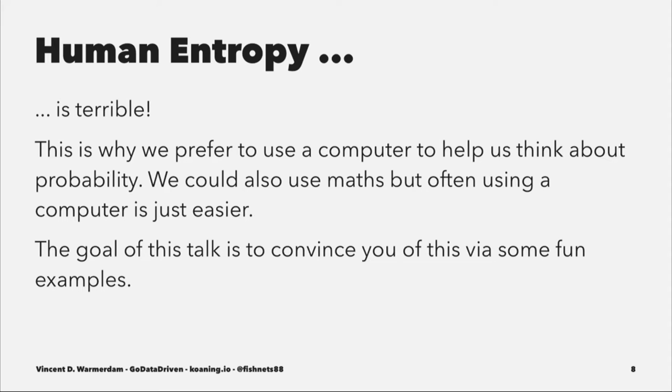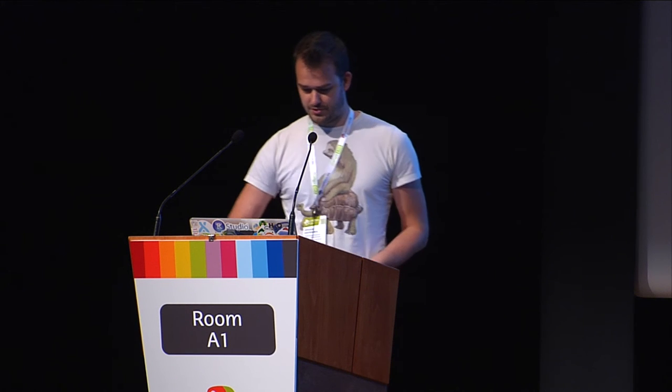After this small demonstration, hopefully it's obvious that human entropy generally is quite terrible. This is why we prefer to use a computer to help us think about probability, and because we have this computer available to us and because we can sample quite fast, we can avoid doing a little bit of math. Because, you know, math is hard, and even though it is very useful, we do like to just get the job done. So the goal of this talk is to convince you that you can do a lot of these tasks just by getting samples instead.